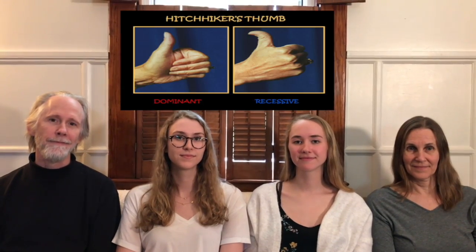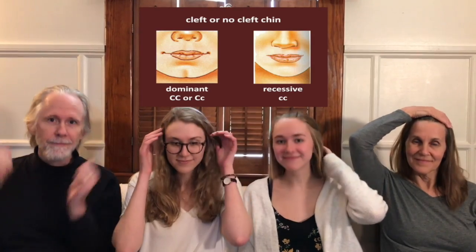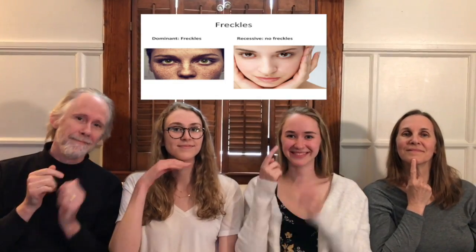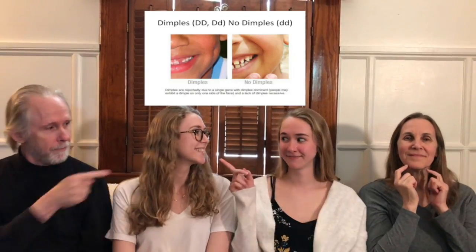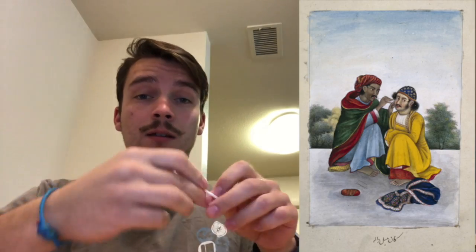But there are several phenotypes that do follow the pattern of simple inheritance and can be easily observed in humans. You may be able to see them in your family. For example, hitchhiker's thumb, widow's peaks, cleft chins, freckles, dimples, and attached earlobes. Other traits that follow the pattern of simple inheritance are things like having wet earwax, being prone to acne, and even being lactose intolerant.